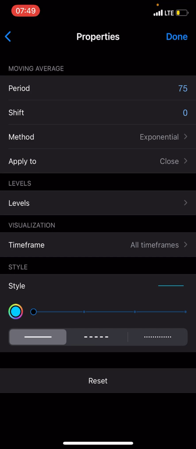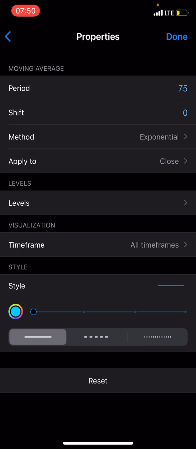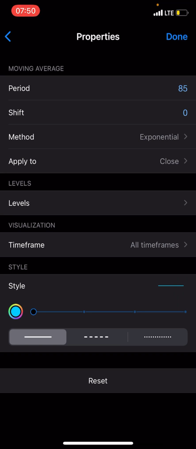So the first one is 75. Just know that you're just going to be changing the period. The first one is 75, shift is 0, method exponential, apply to close, all time frames, and the style I use. Just make sure that any color you're using to start is what you're going to use till you have to change from a certain setting of the moving average. So first one 75, screenshot this. Second one 85. The third one 95, all the same colors.